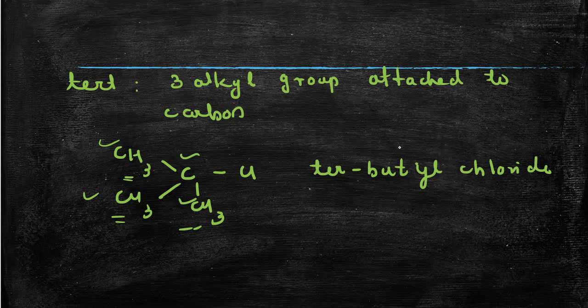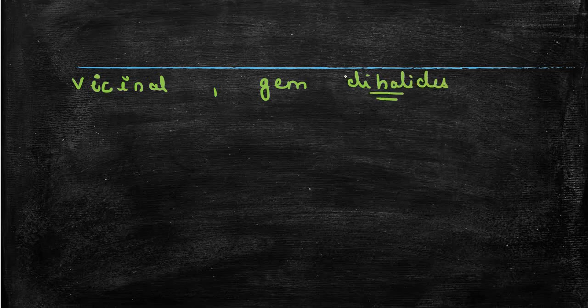Now in all these cases, we are only using monohalides. Only one halogen atom is there. Now what happens if two halogen atoms are there? If two halogen atoms are there, we use the words vicinal dihalide and gem dihalides. Dihalides means there will be two halogen atoms.